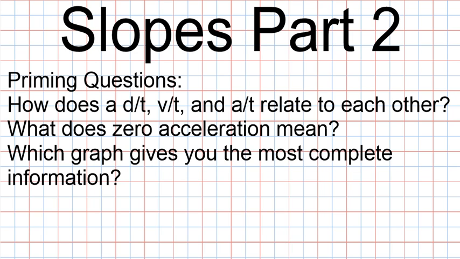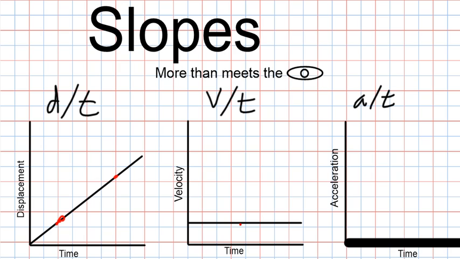Slopes, Part 2. Here are your priming questions. As a quick review, from Slopes Part 1, that was going to be on video 106, we talked about DT, VT, and AT graphs, and how we can go from a DT to a VT to an AT, which this video will go more in depth into.